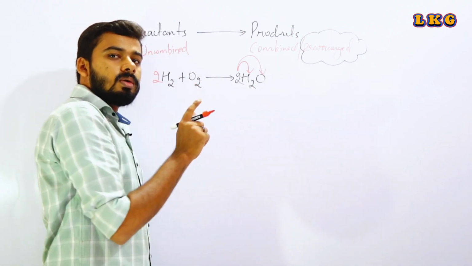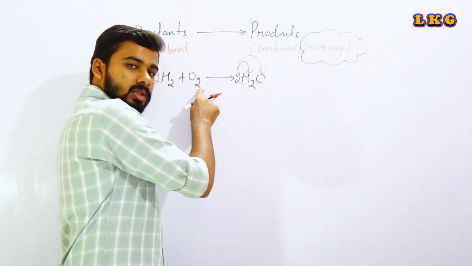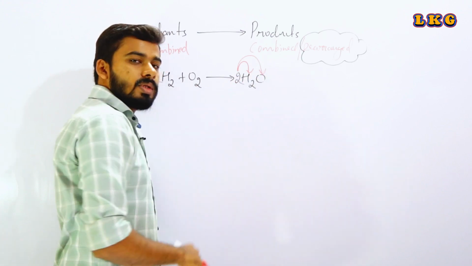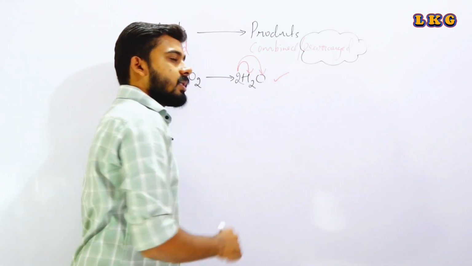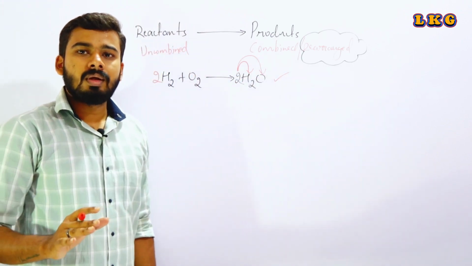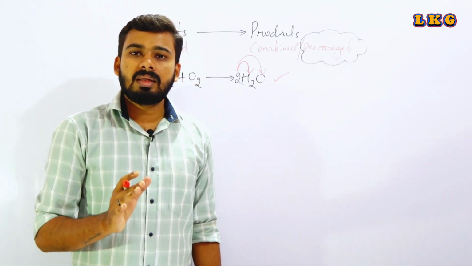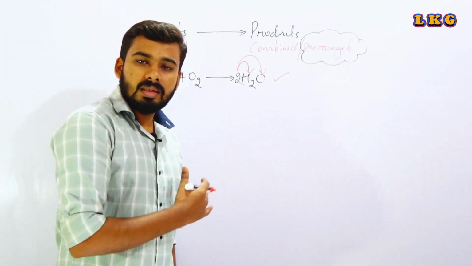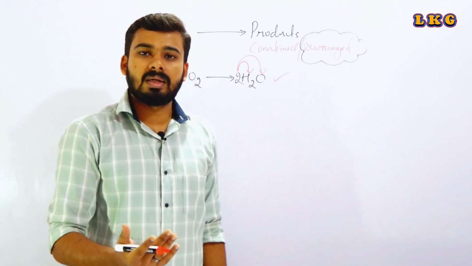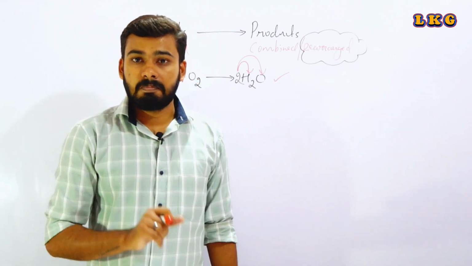Now oxygen, 1 oxygen is there, sorry 2 oxygen is there, here how many? 2 oxygen is there. Then this reaction is balanced. This is how we balance a given chemical reaction. Trial and error method in the number of atoms in the balance ಮಾಡಿದ್ರೆ reaction will be automatically balanced.